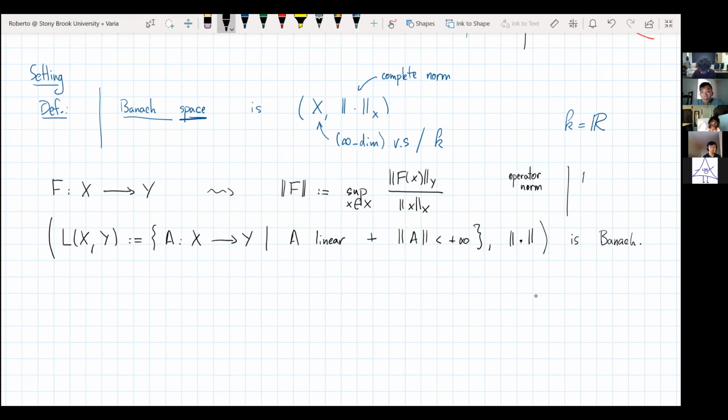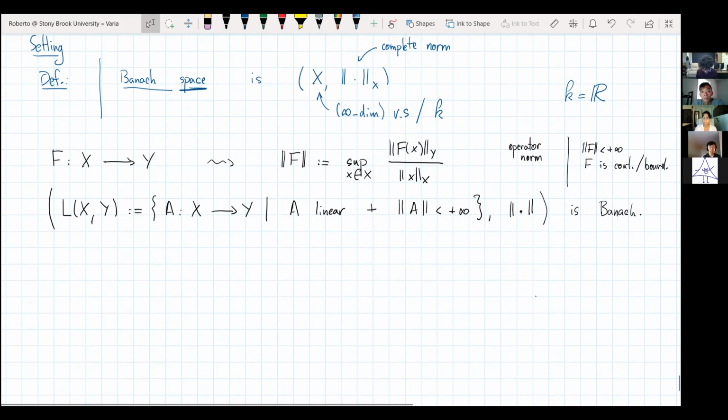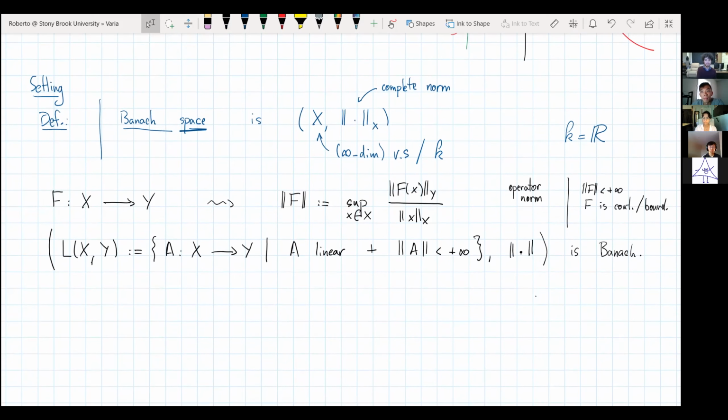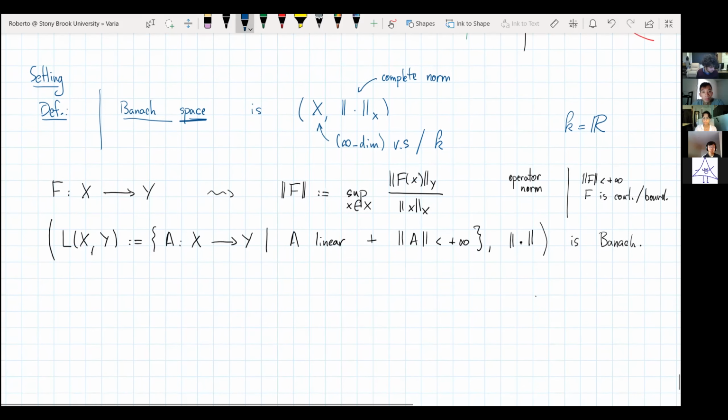So just as a notation, if the norm is finite, we say that f is continuous or bounded. And I will use these two terms interchangeably. So please be patient with that. I've been thinking about this for a while, and they are the same for me now. So I will not notice if I say one thing or another. So this is the setting. This is all we need to know for a moment about these spaces.